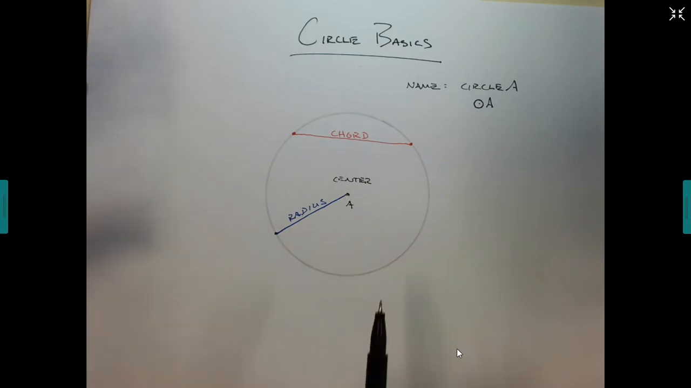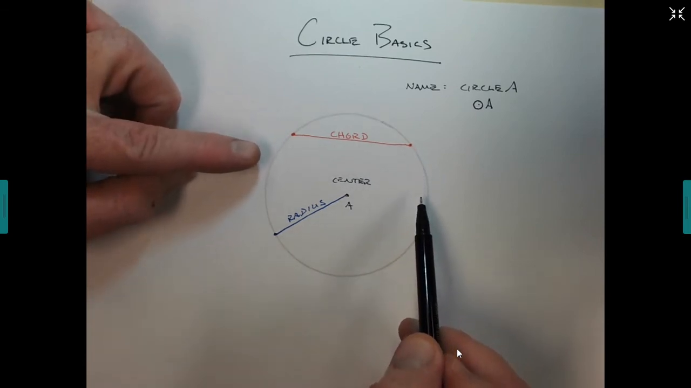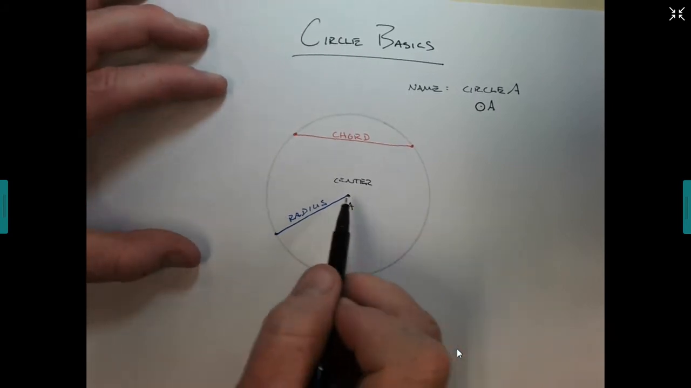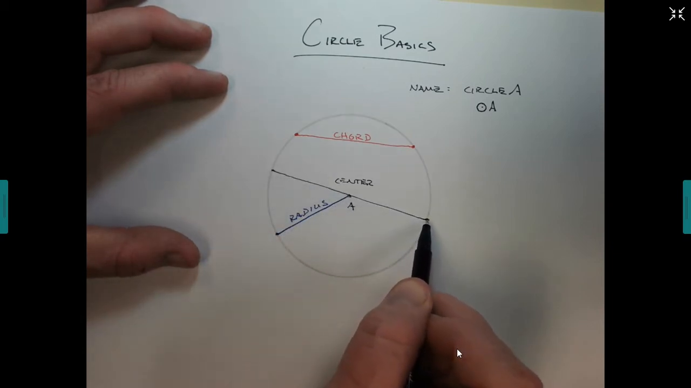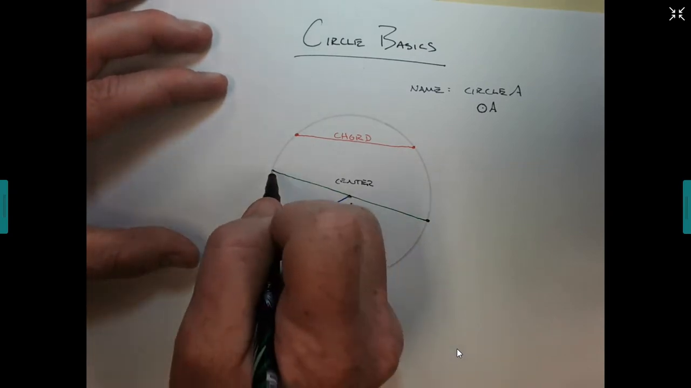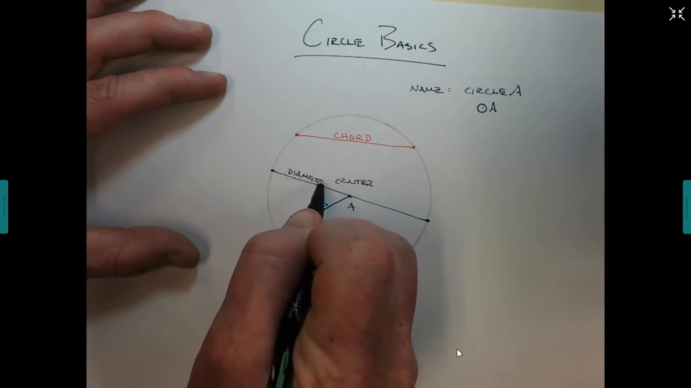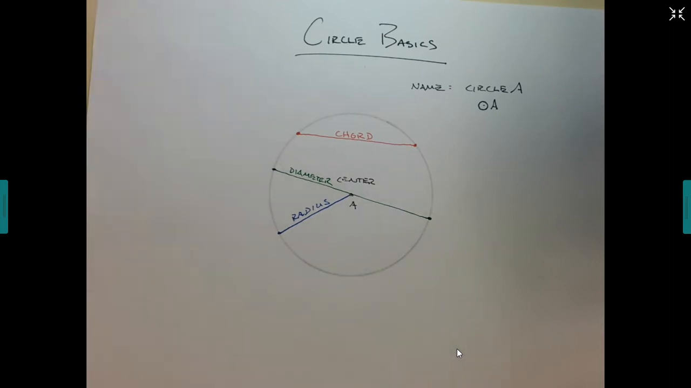Now, if we start moving these endpoints down, that chord will get longer and longer until we pass that center point, and then it'll get shorter and shorter. But if it's going straight through the center of the circle, it's still a chord, but it becomes a bit more special now. This is called a diameter. And there's an infinite number of diameters, an infinite number of chords, an infinite number of radii that can exist in a circle.